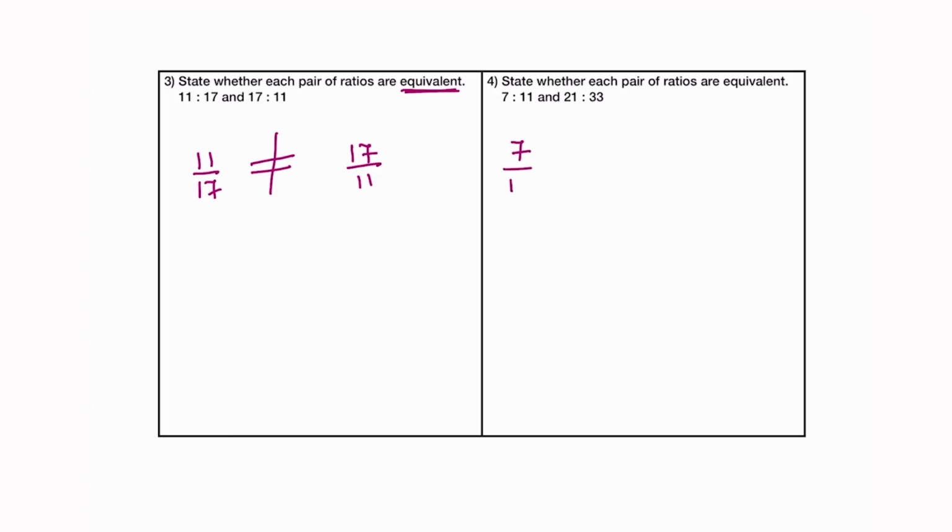Next here, 7 over 11 and this one is 21 over 33. Can we simplify the second ratio? Yes, we can, because this can be written as 3 times 7 and this one is 3 times 11. 3 and 3 are out, which means this becomes 7 over 11. So they are equivalent ratios.